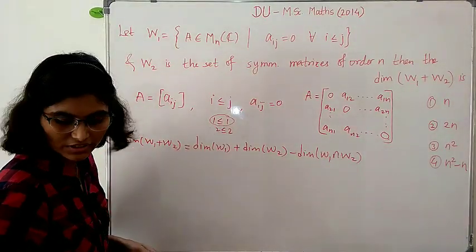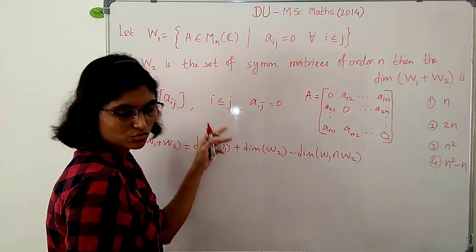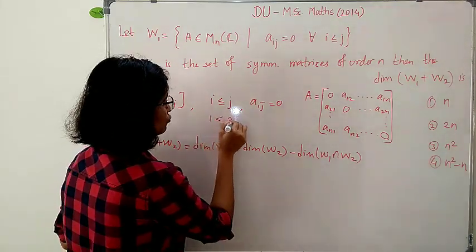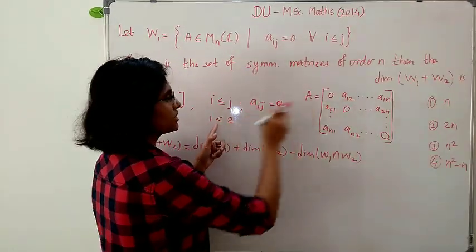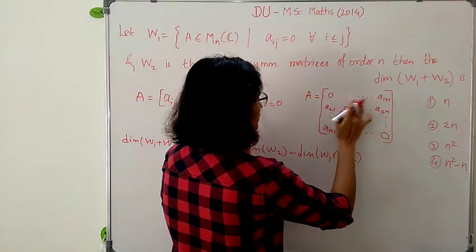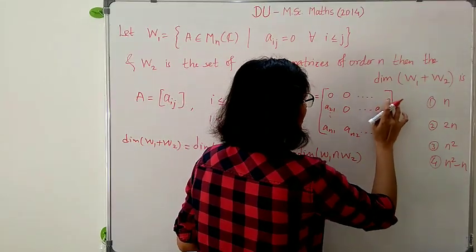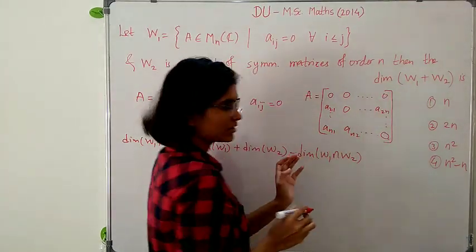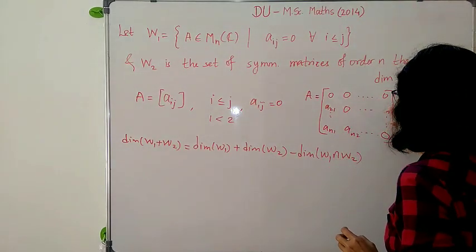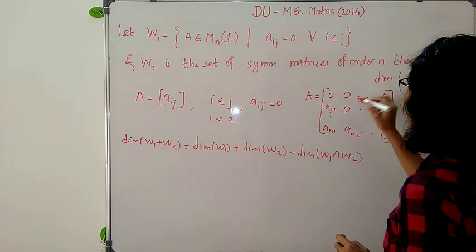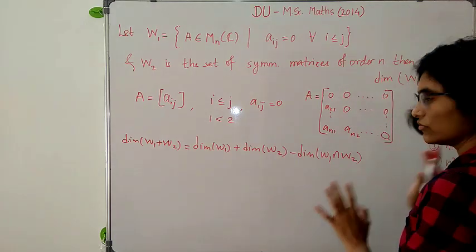Well, what is another thing? This i is less than j, this is also true. So 1 is less than 2, right? So this entry A12, for this Aij is equal to 0. Similarly 1 is less than n, so this is also 0. That means whenever you are taking the entries from this part, these entries are 0, right? That means all these are 0. So similarly for all this part, these entries are 0.